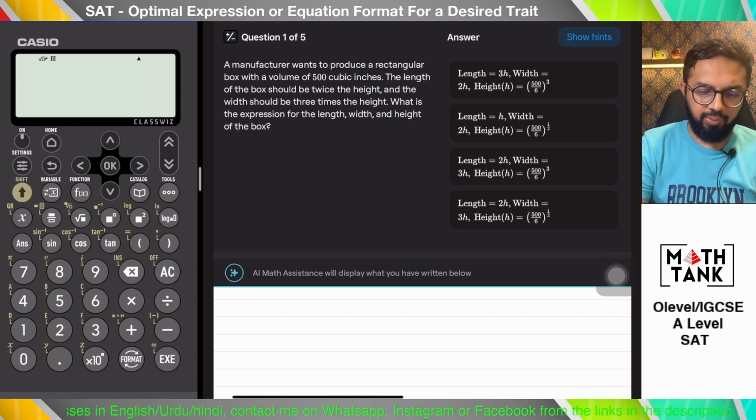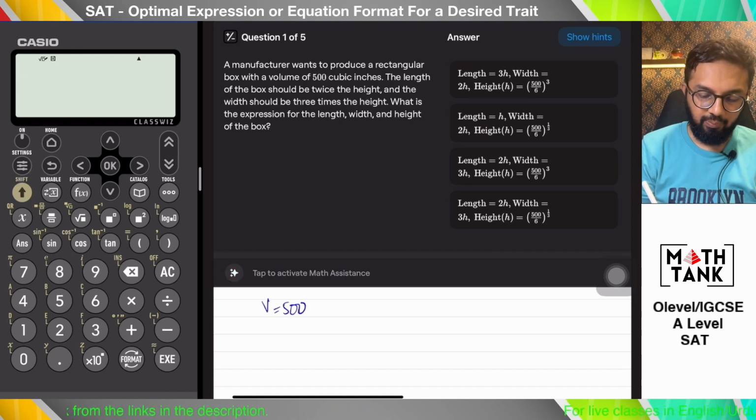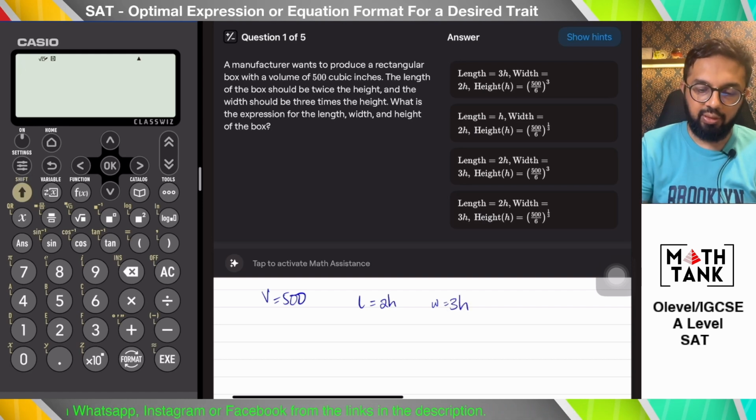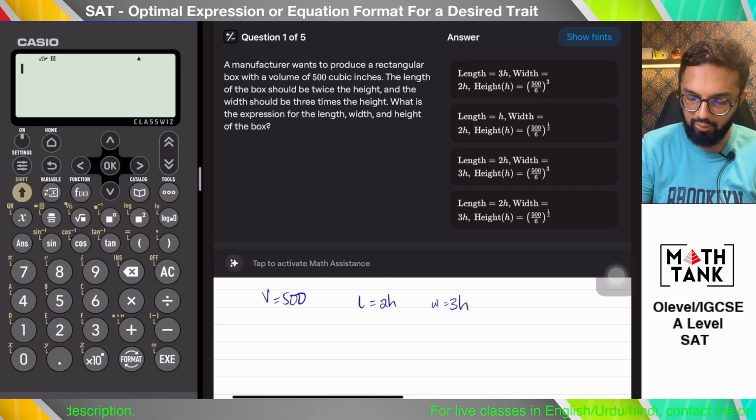The first question says a manufacturer wants to produce a rectangular box with a volume of 500 cubic inches. The length of the box should be twice the height, and the width should be three times the height. What is the expression for the length, width, and height of the box? So the length should be 2h, width should be 3h.